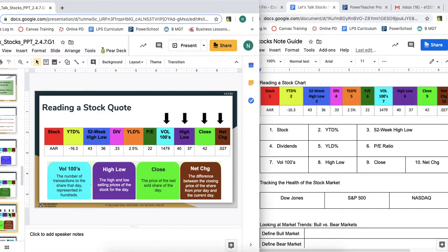Next, we'll have the high and the low. So this will be the high price for that specific day, as well as the low price for that day. Next is the close, so the price of the last share sold of the day. And then lastly is the net change. So between the closing of today and the closing from yesterday, how did that price change for that stock?